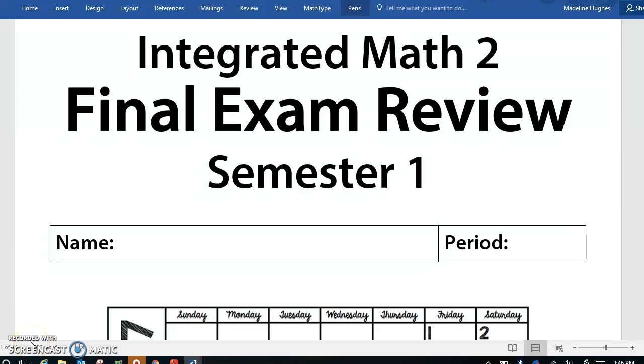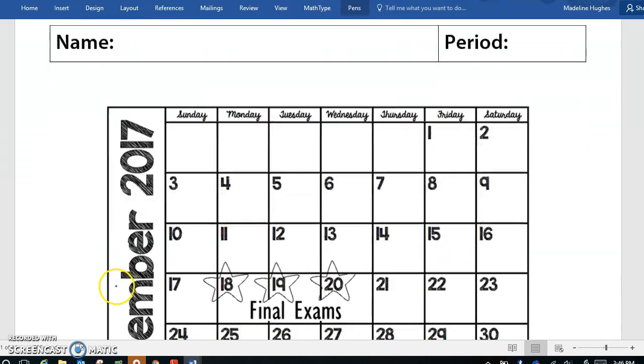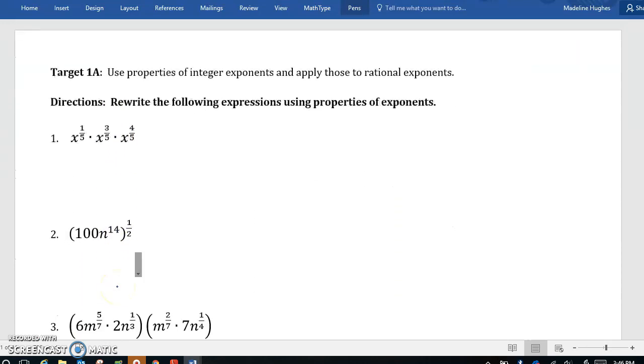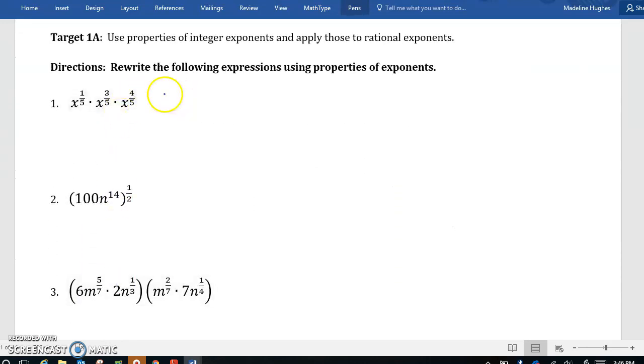Hi guys, welcome to the first video for our final exam review. Today we're going to go over KC1. So our first target for KC1 here is 1A. Okay, we're told to rewrite the following expressions using properties of exponents.